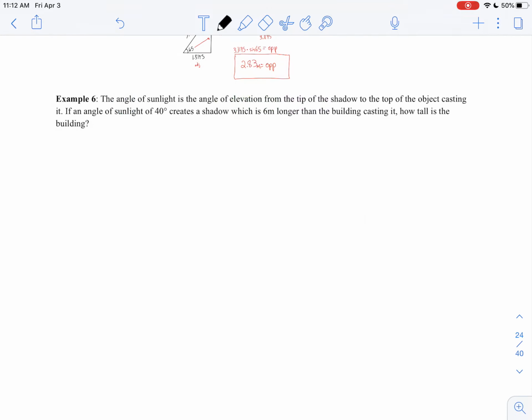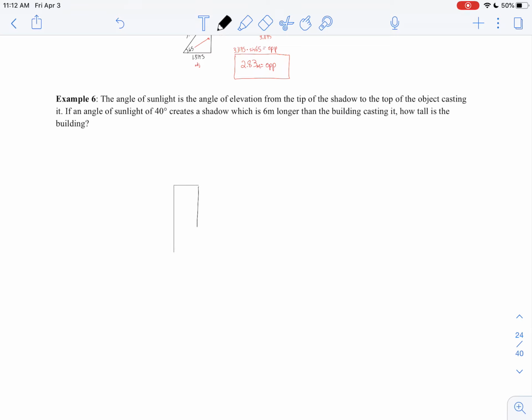So angle of sunlight is the angle of elevation, so from the horizontal upwards, from the tip of the shadow to the top of the object casting it. If the angle of sunlight is 40 degrees, it creates a shadow which is 6 meters longer than the building casting it. How tall is the building? So getting pretty good at drawing my buildings here.